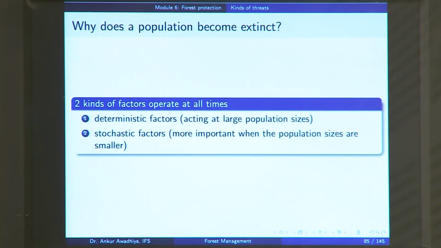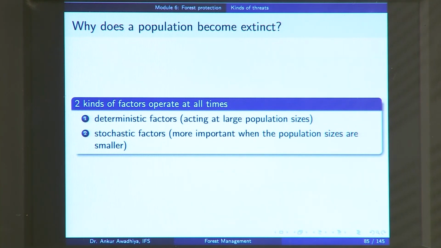Now, in the case of any species, you have two kinds of factors that can lead it towards extinction. There are deterministic factors and there are stochastic factors. Now, deterministic factors are those factors that act at large population sizes, and the stochastic factors are those factors that are more predominant when the population sizes are small.